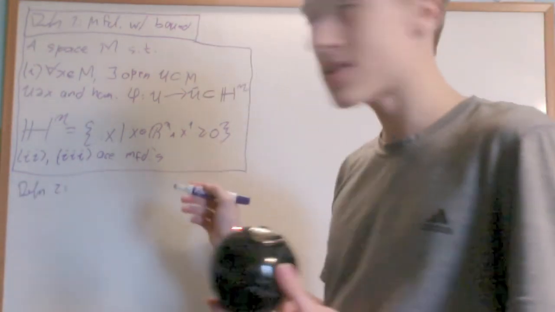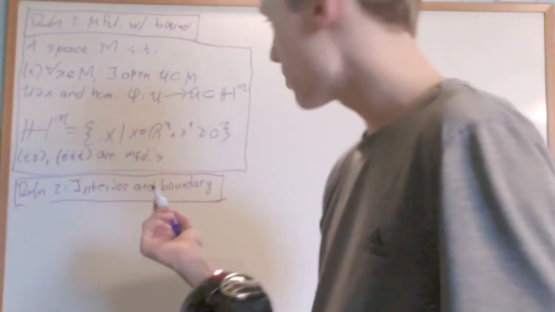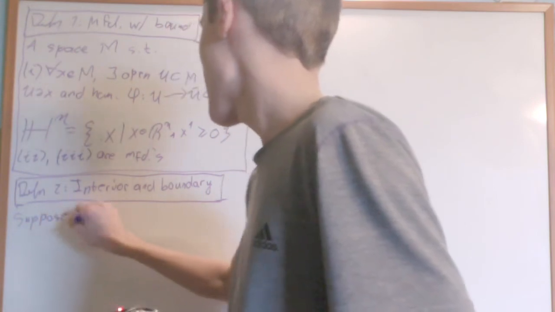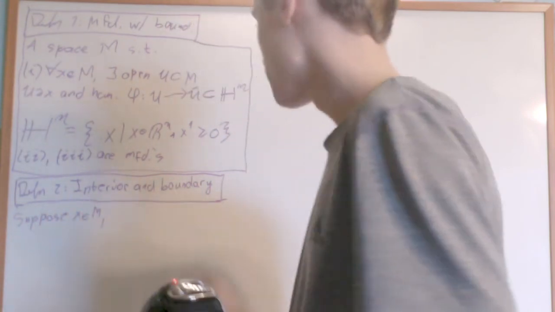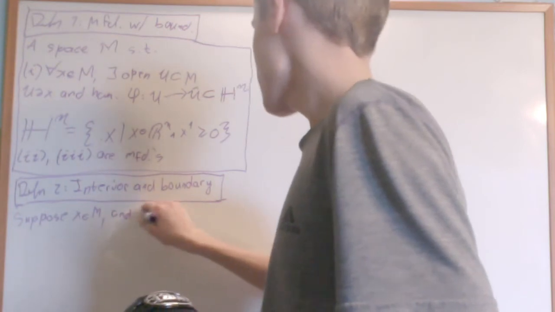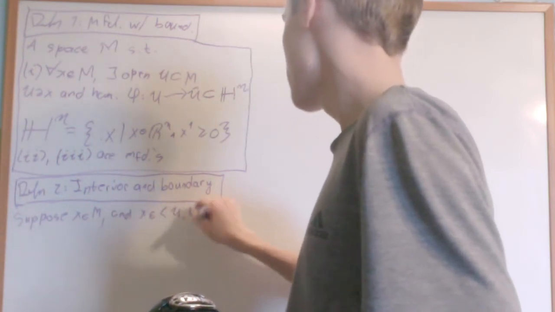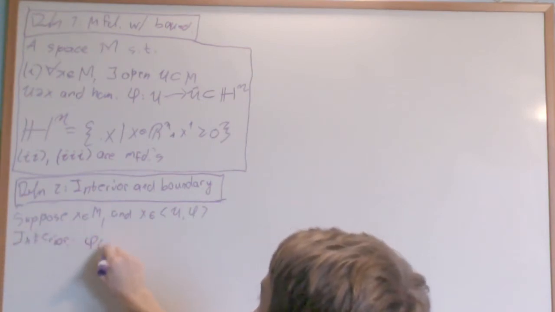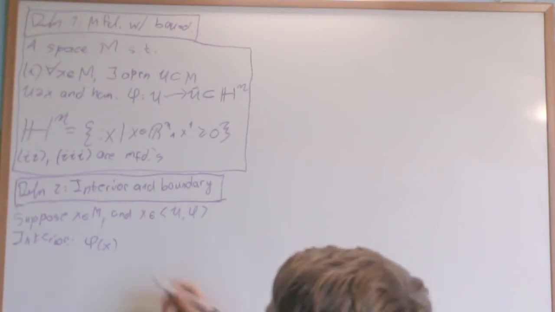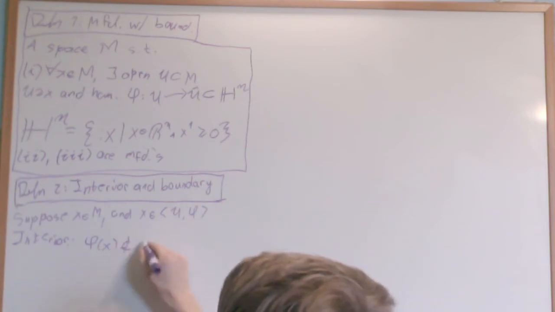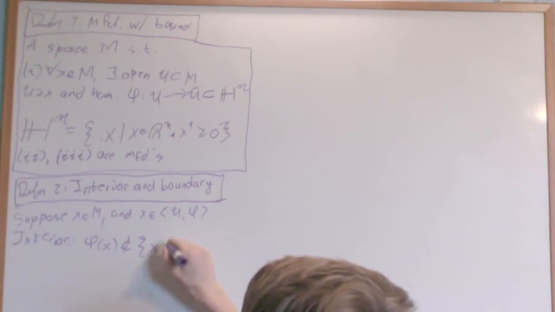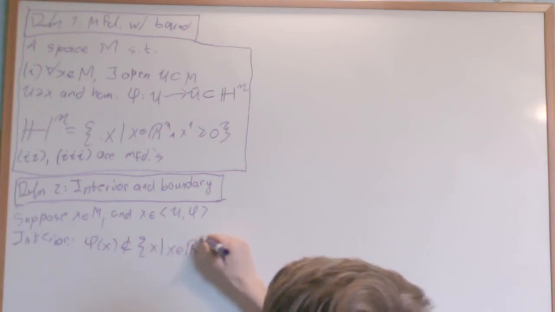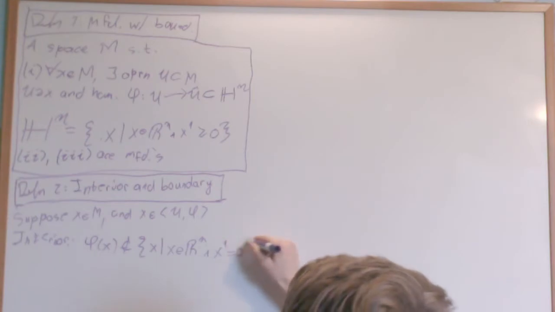And so now, a new definition is going to be the interior and boundary of a manifold with boundary. Suppose x is in the manifold with boundary, and x is in some chart (U, phi). We say that x is an interior point if phi of x, its representation, is not an element of the x-axis. And the x-axis is the set of x such that x is in Rn and x1 is equal to 0.